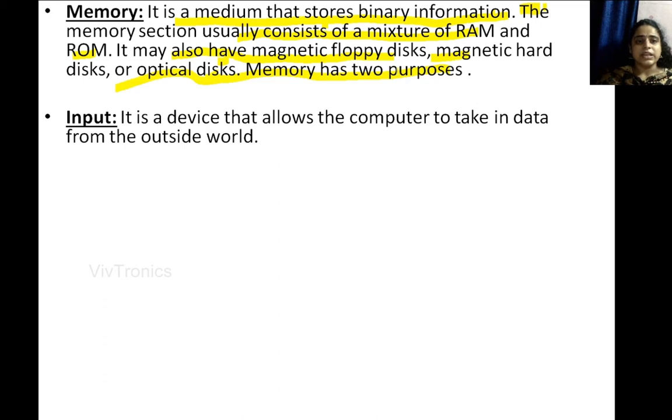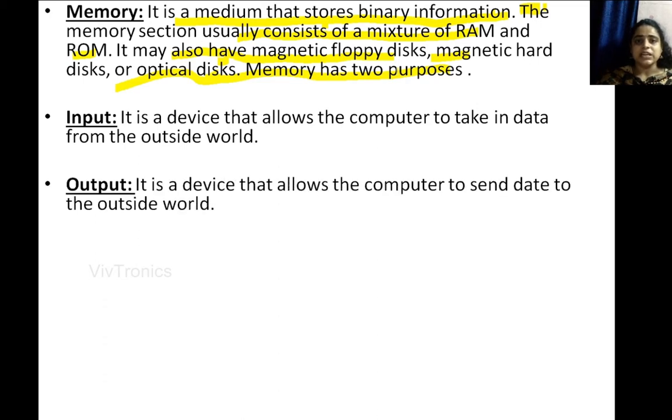Okay, and next one is input. Input is a device that allows the computer to take in data from the outside world. If you are taking a suggestion for something, you are taking an input to think on that. Like that, input is a device that allows the computer to take data from the outside world. That means if I am giving an input from a keyboard, or from a mouse, it is taking data from outside, collecting the data.